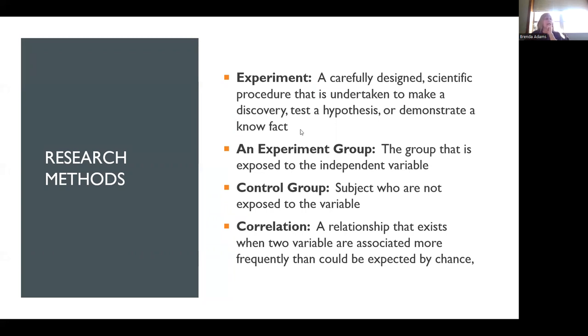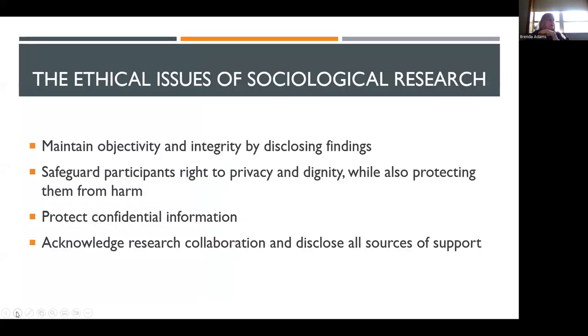And you can decide whether the two variables are associated more frequently than you could by chance. So the ethical issues of sociological research, there are many. You have people fill out forms. You have to make sure you're taking care of them. If you're doing a study about suicide, the last thing you want to do is question someone who has attempted suicide and upset them or cause them harm all over again. So you have to make sure that you safeguard your participants. You have to respect their right to privacy and dignity, and protect them from any harm. You have to protect their confidential information.